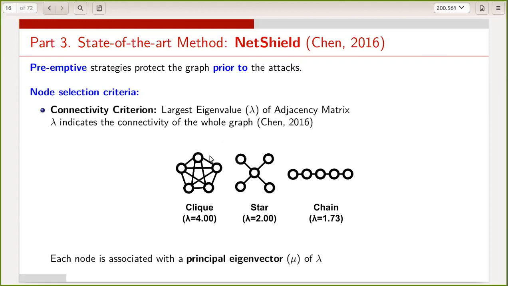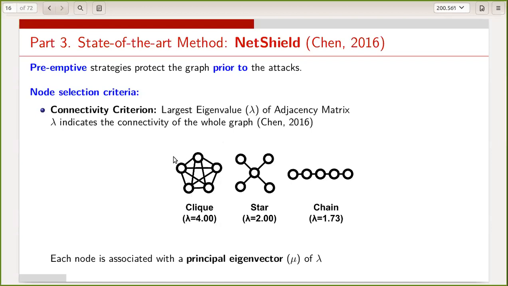We can see here that all of these three graphs have the same number of nodes, 5, but they have different lambda, different largest eigenvalue. The clique has lambda equal to 4, the star has lambda equal to 2, and the chain has lambda equal to 1.73. And we can see here that the more connected the graph is, the larger the eigenvalue, or the connectivity criterion, of the graph itself.